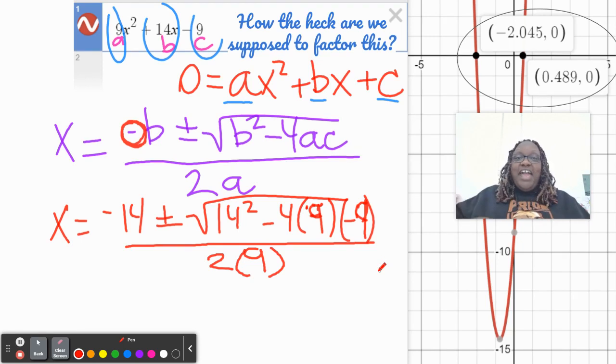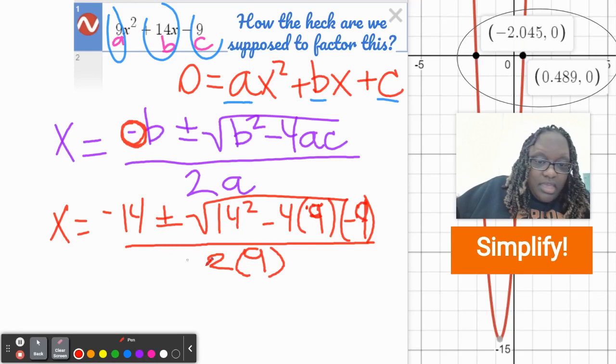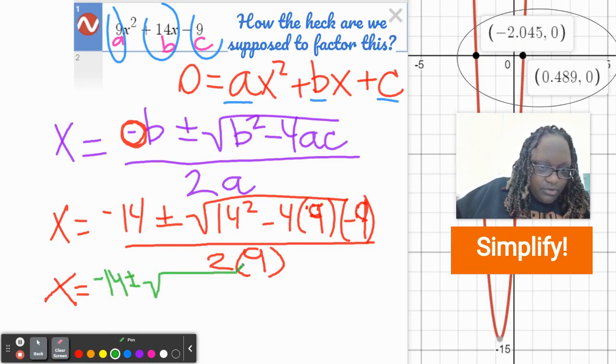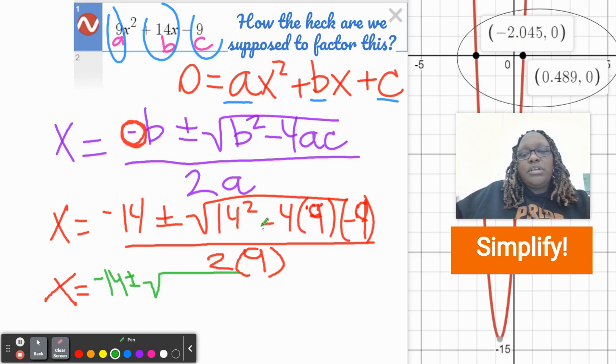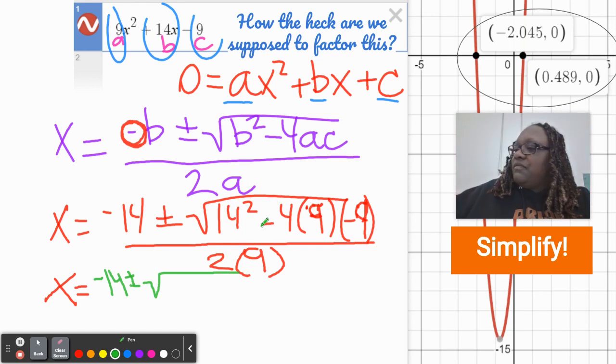Okay, now I simplified. So let's see here. So we have x equals, actually, let me change color. So negative 14 plus or minus the square root. Okay, let's see. So 14 squared, I believe that's 196. So 14 times 14, 196.